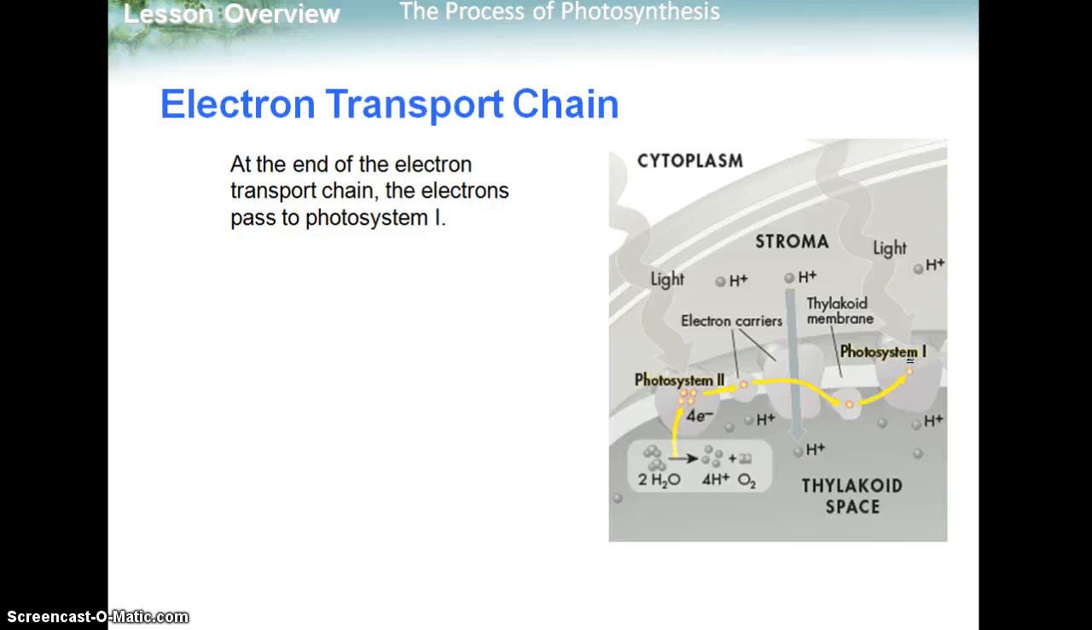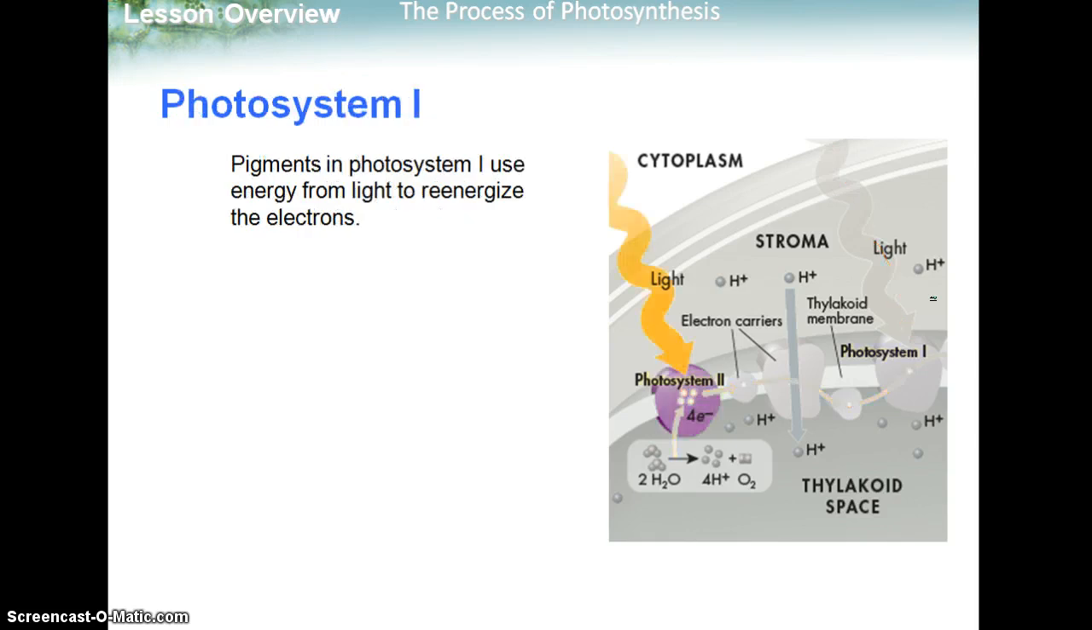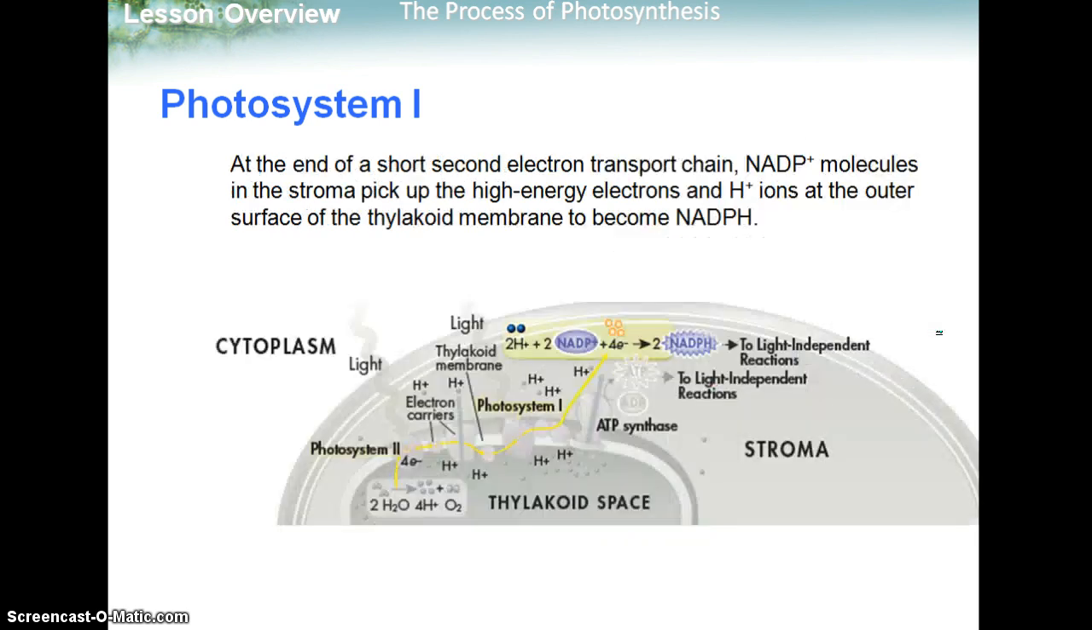In photosystem 1, we are going to have more light energy come down, and we're going to excite those electrons again. So we had light in photosystem 2, and then my light is going to work in photosystem 1 here. We're going to get more light, and that's going to excite this electron here. We're going to go through the second portion of the electron transport chain.